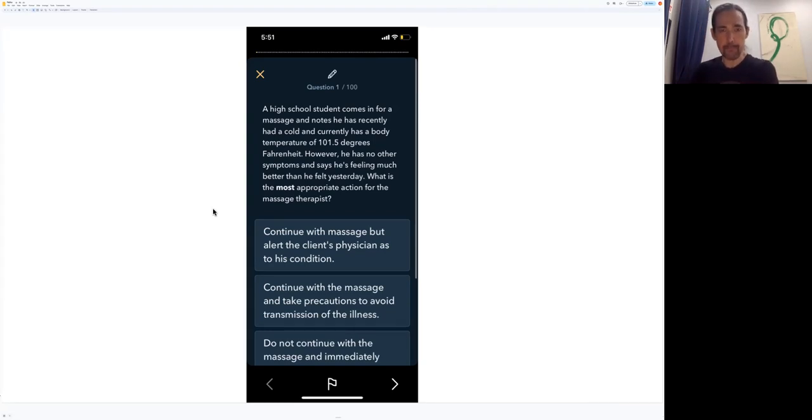Very little. Continue with the massage, but alert the client's physician as to his condition. Continue with the massage and take precautions to avoid transmission of the illness. Do not continue with the massage immediately. Send the client home. Stop the massage immediately and send the client to urgent care. So what do you guys think?